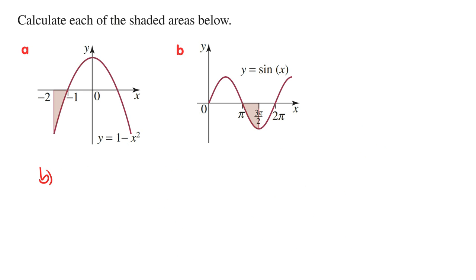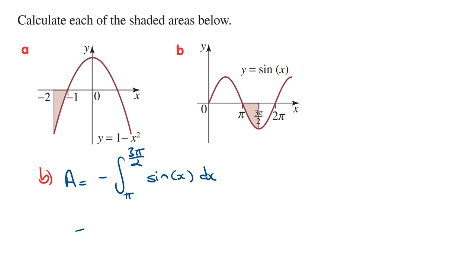Part B. The shaded region is from pi to 3 pi on 2. Notice the curve is below the x-axis for this interval. And so we can write the area is equal to the negative of the integral from pi to 3 pi on 2 of sine x dx.